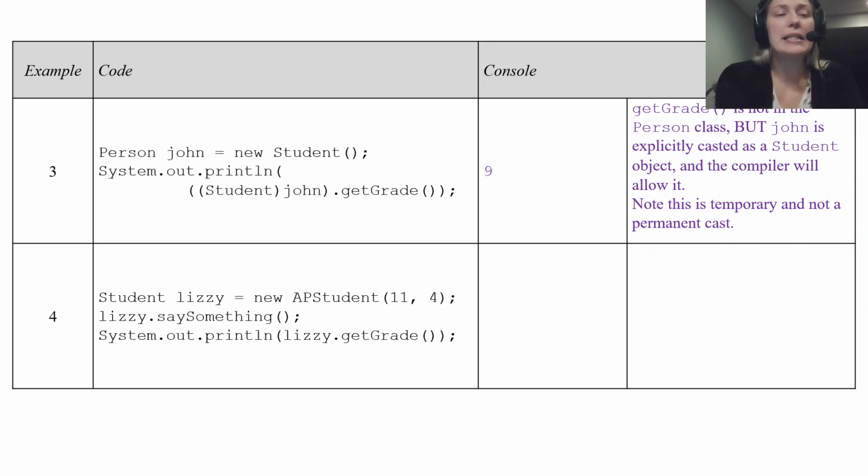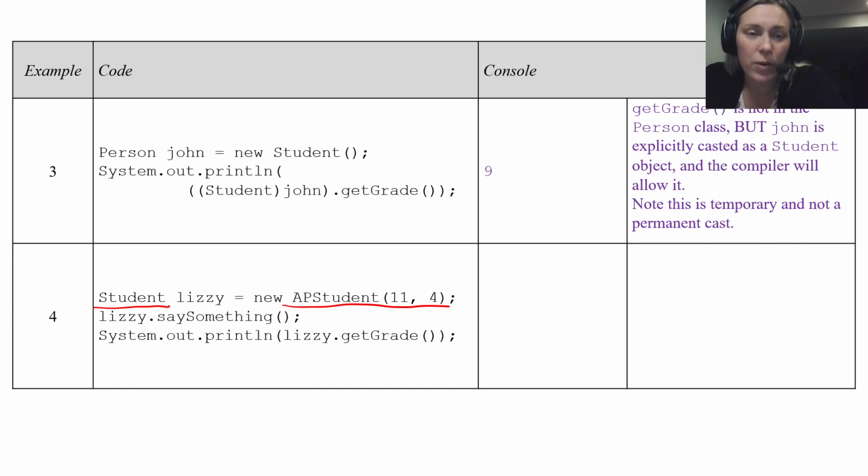Next example, is this legal? Student Lizzie equals new AP student. That's good. Let's see here. So new AP student with 2 parameters. I think AP student was supposed to have 3 parameters, unless the default age might be 0. I don't know. I'll have to look back at that code. But it's legal. It's a legal upcasting.